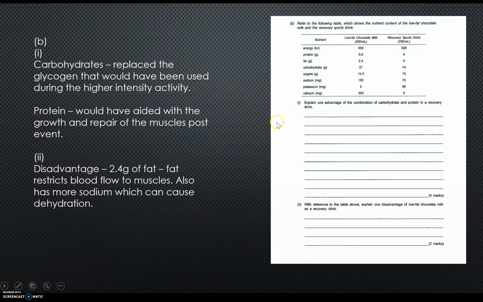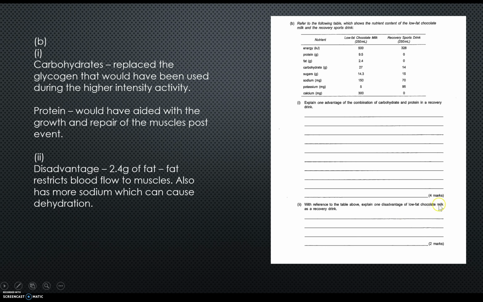When we come here, explain one advantage of the combination of the carbohydrate and protein recovery drink. Well, we know if we take carbohydrates, they can replace the glycogen that we would have used within that event, and the protein would have aided with the growth and repair of muscles post that event. So those are the advantages of having that combination.